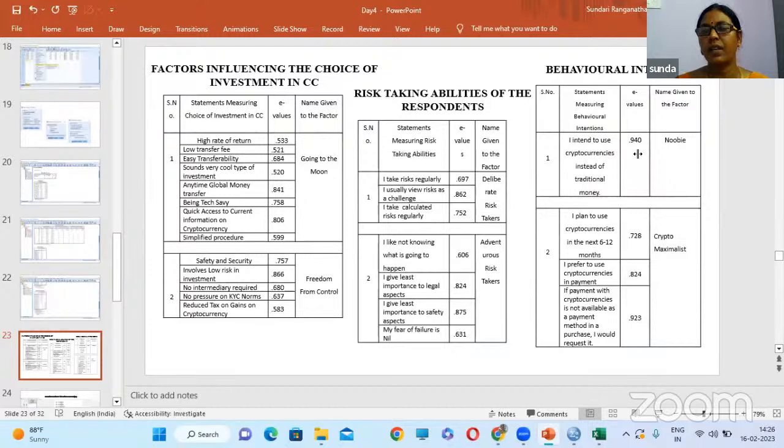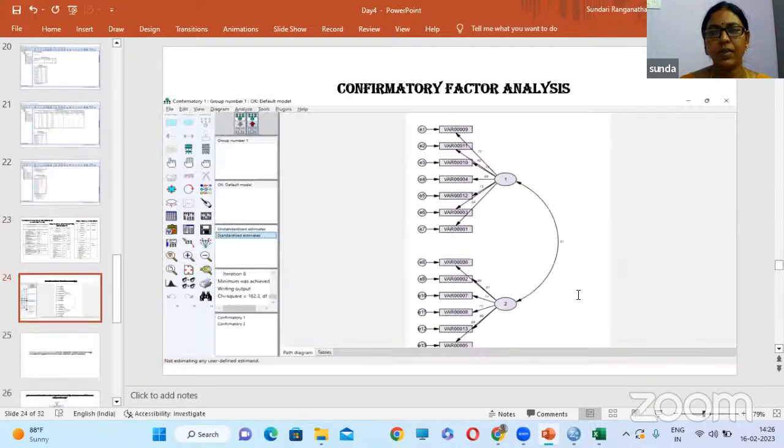And then behavioral intentions. After investing, how do they want to deal with their cryptocurrency? Newbies are the ones who want to use cryptocurrency for everything. There is one category of crypto investors named crypto maximalists in my paper. Their preference is maximum use of crypto. Okay, so that is how they have been named, because the objective behind this particular analysis is to find out their interest in investing in cryptocurrency. So based on that, I have collected these variables.